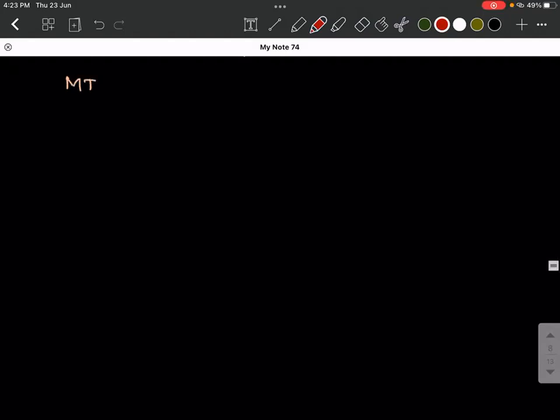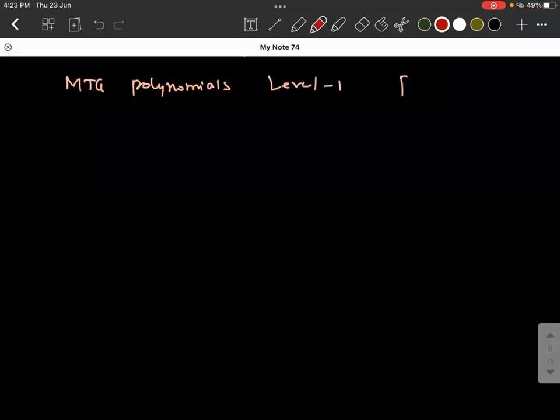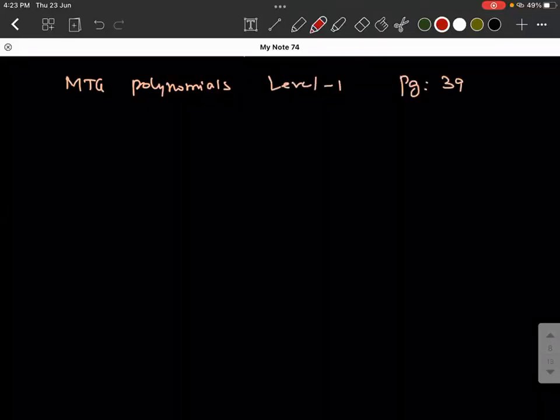Okay. So can you tell me what is the first problem? So what is the page number, ma? MTG polynomials level 1 page 39, the first question. Yeah. So share it with her. Okay. So which of the following is not a polynomial?